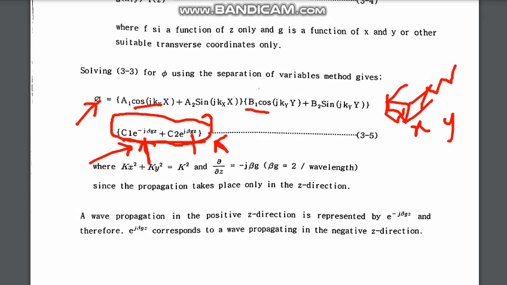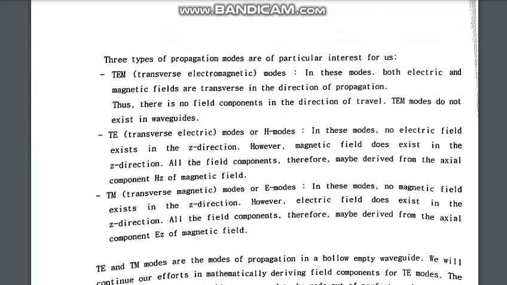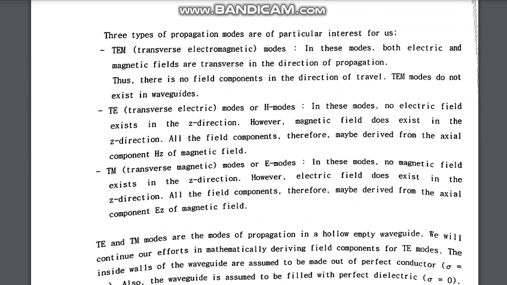Let us go to the next part: what are the modes. As you can see, there are three modes that we teach in microwave engineering. The first is the TEM mode, the transverse electromagnetic mode. The second is the transverse electric mode, popularly known as the H modes. The third is the TM mode, the transverse magnetic mode, popularly known as the E modes. In these modes no magnetic field exists in the z direction, however an electric field does exist in the z direction.